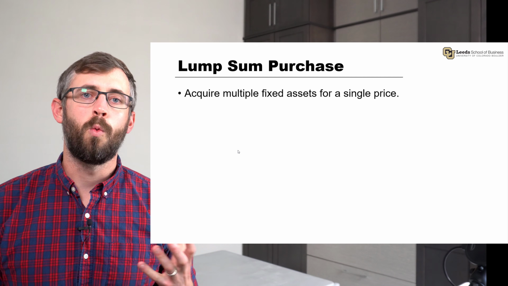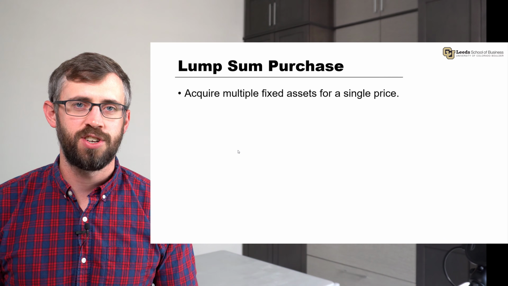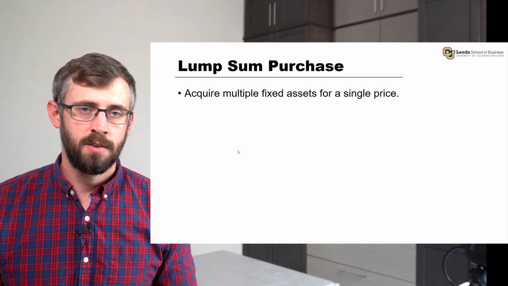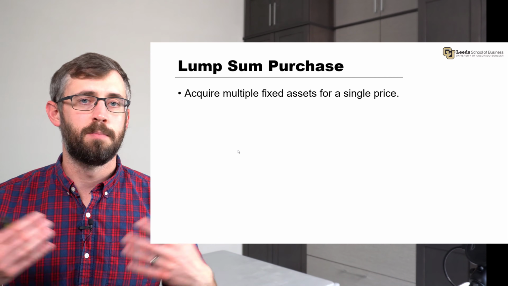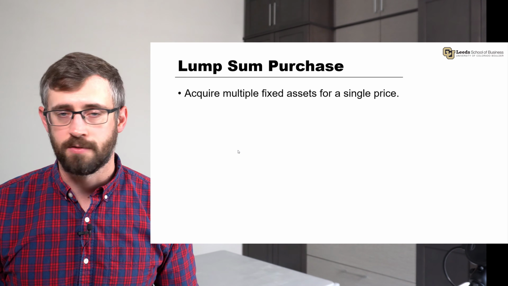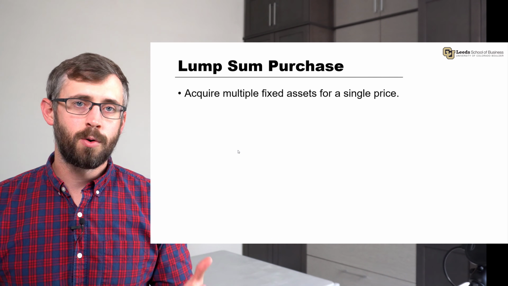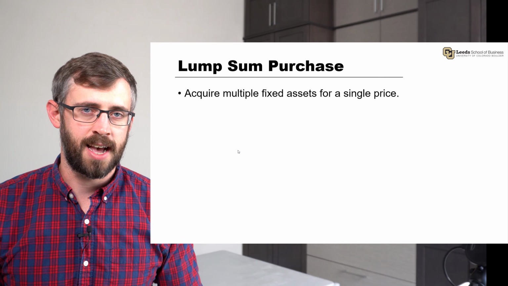Okay, so we've talked about what costs get capitalized into that asset value on our balance sheet. And now I want to address what happens if you pay one price for multiple assets. And this could occur very commonly if you're buying, say, a building and the piece of land that it sits on, right? You want to depreciate the building, but not the piece of land. So how are we going to divide up this purchase price between these different fixed assets?